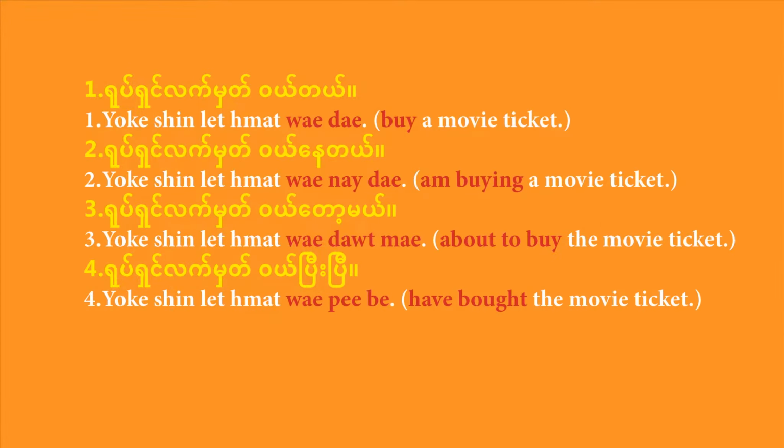Let's review the versions we've covered so far. Yoke lethmal wear. I buy a movie ticket. Yoke lethmal wear ne de. I'm buying a movie ticket. Yoke lethmal wear do meh. I'm about to buy a movie ticket. Yoke lethmal wear bi bi. I've bought the movie ticket.